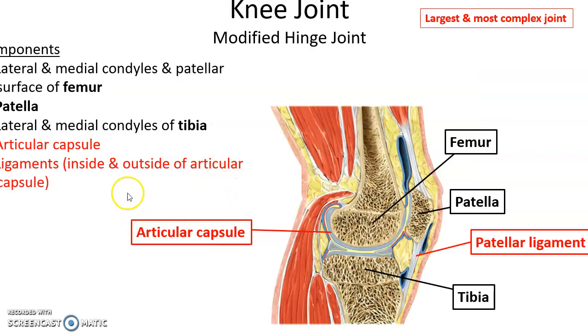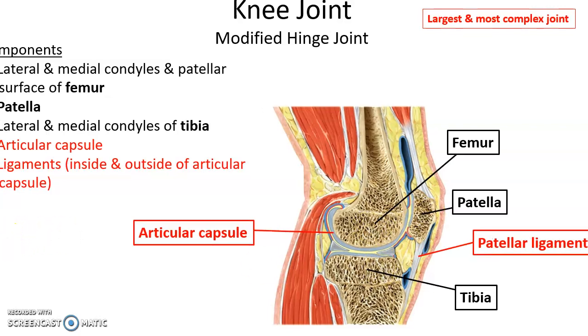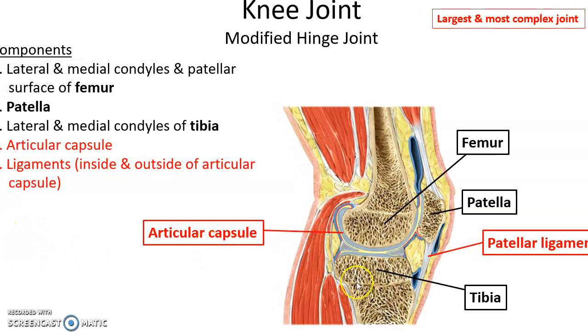Then we have the knee. The knee has the lateral and medial condyles and patellar surface of the femur. The patellar surface of the femur articulates with the patella. The lateral and medial condyles of the femur interact with the lateral and medial condyles of the tibia. And there are ligaments, like the patellar ligament.